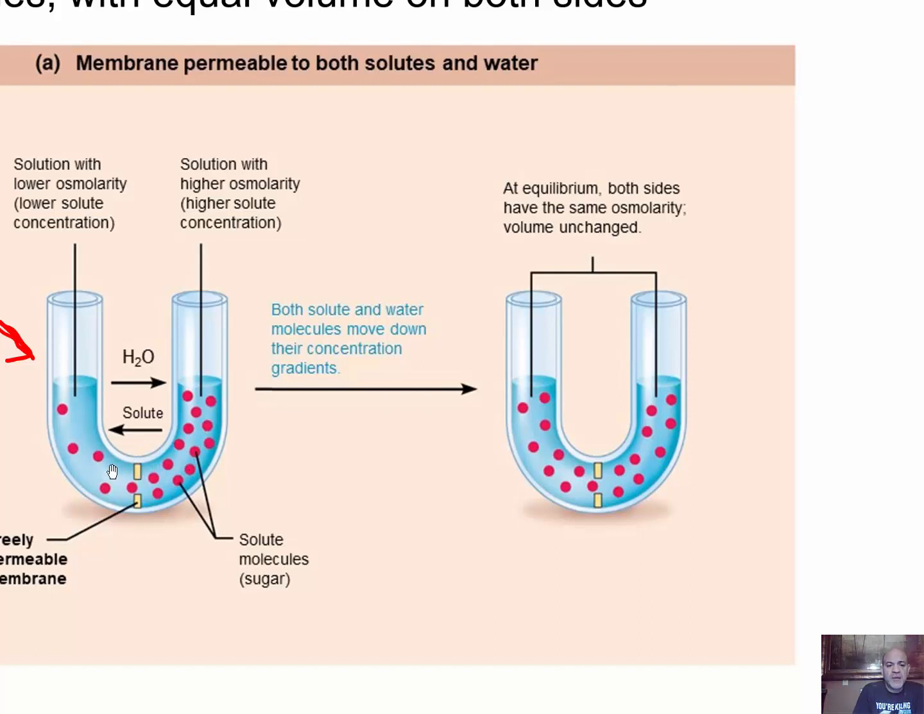So regardless of the case, because this membrane is going to allow both particles to move, then overall we're going to have more red particles moving to the left than to the right, and we're going to have more water moving to the left than to the right. But eventually that movement, or diffusion and osmosis, that's occurring within this tube is going to occur until we hit equilibrium. So given enough time, the particles are going to spread evenly, and now we're in equilibrium.